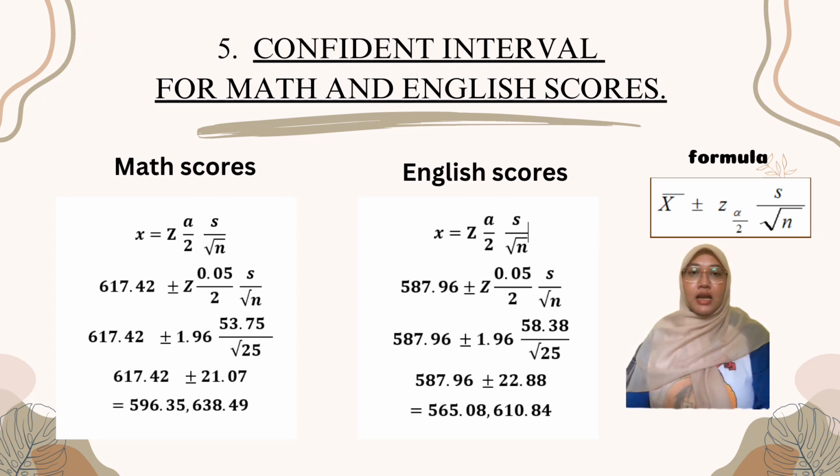Next is 617.42 plus minus 21.07. The answer is 596.35 and 638.49.